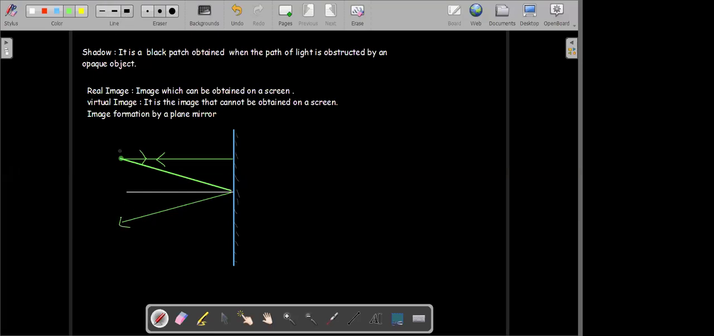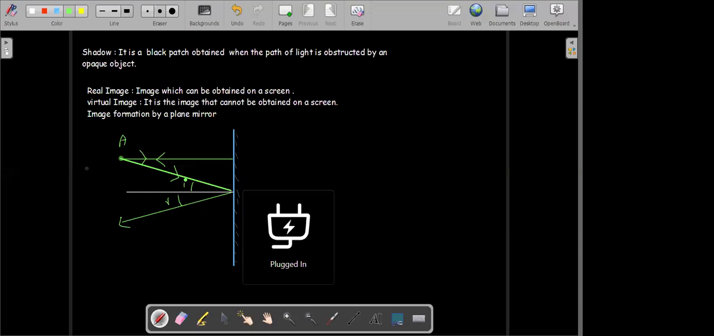This is your object. Let me mark this as A. So A is the object, and from the object A, you have two light rays coming out. One of the light rays passes straight to the mirror. The other light ray also passes to the mirror, but at a certain angle. So here you have the angle of incidence, and the same will be the angle of reflection, and hence it passes back. Now, as I can see, the two reflected rays never meet each other.